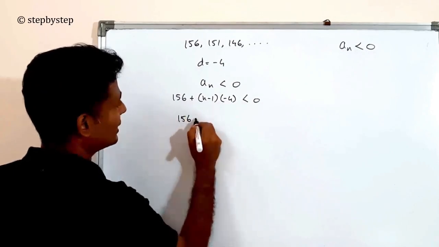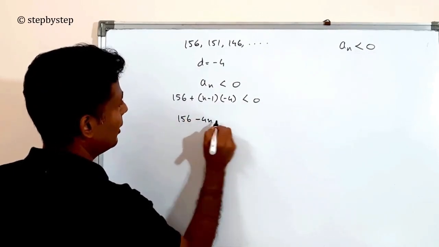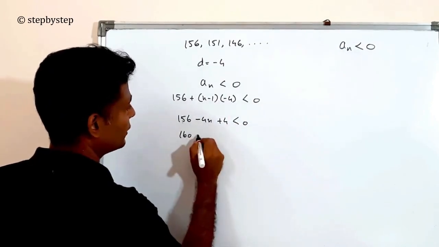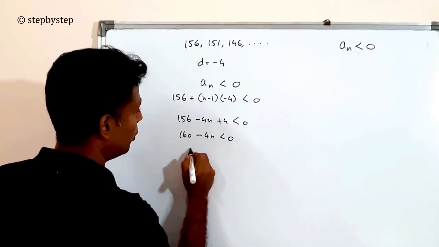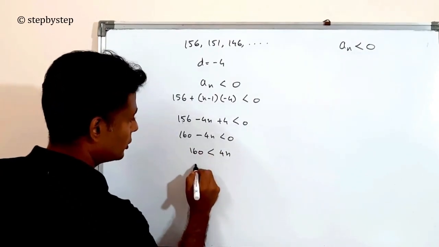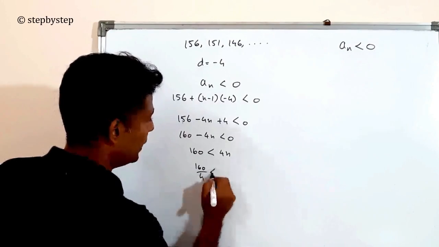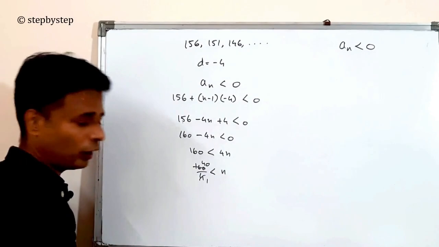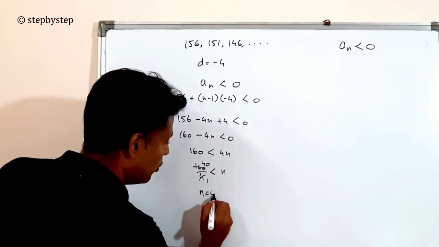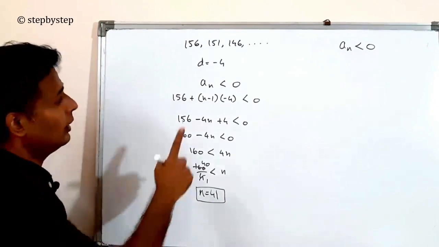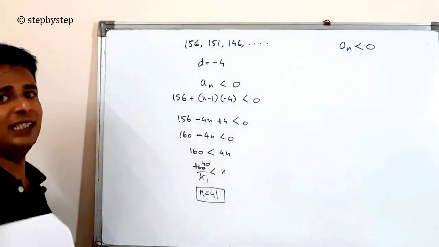So 156 minus 4n plus 4 less than 0. So 156 plus 4 minus 4n less than 0. So 160 less than 4n. Transpose this. So 160 by 4 should be less than n. 160 by 4 is 40. n should be greater than 40, which means n is equal to 41. So the 41st term will be the first negative term of this AP.